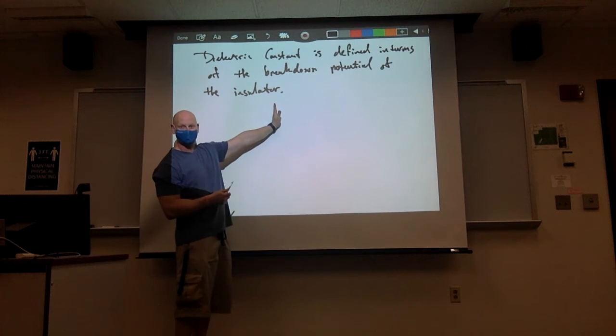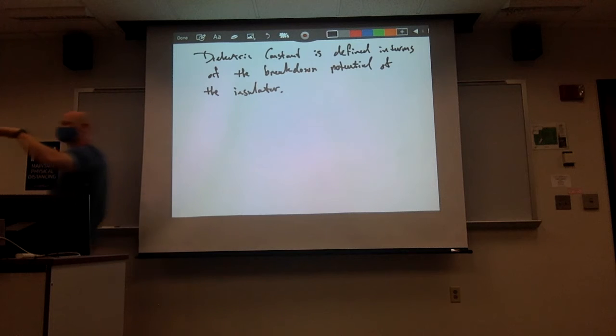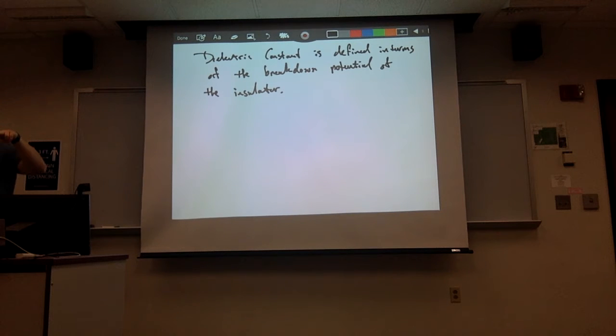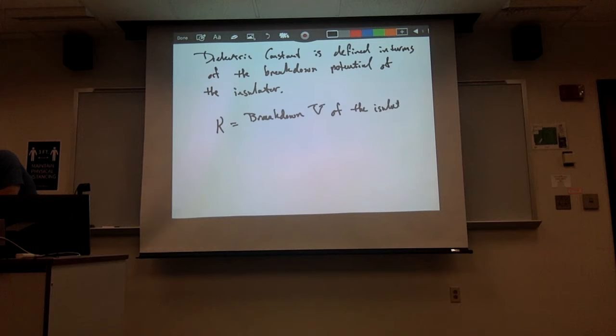So the dielectric constant then is the ratio between the breakdown potential of the dielectric, i.e. the insulator, and that of the breakdown potential of air. This is the way we define the dielectric constant. So kappa is equal to the breakdown potential of the insulator divided by the breakdown potential of air. So this is what we call the dielectric constant.